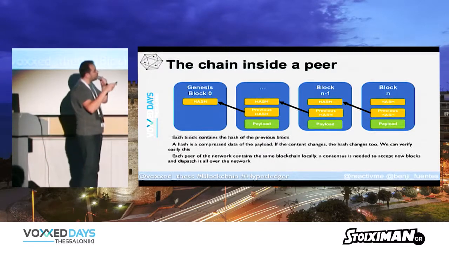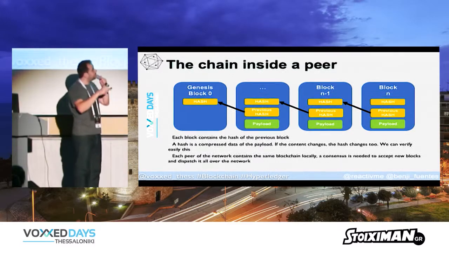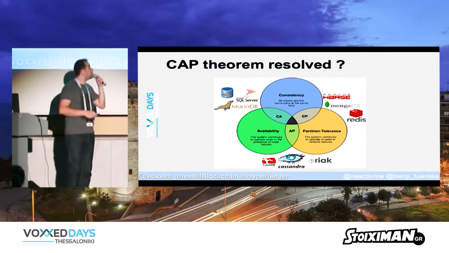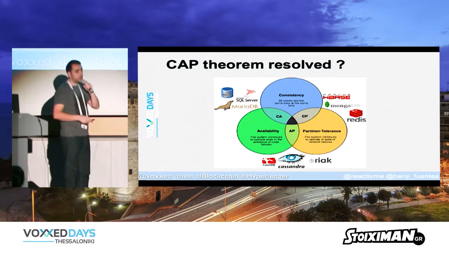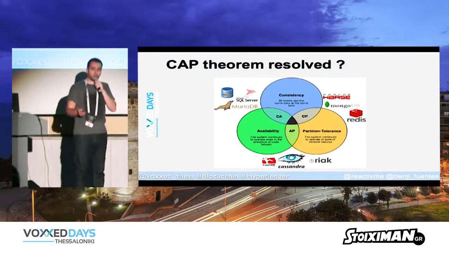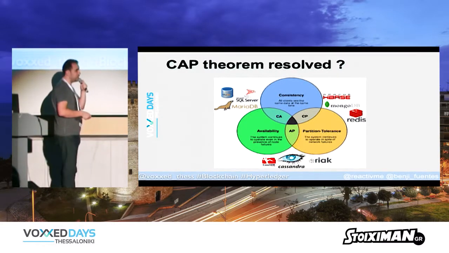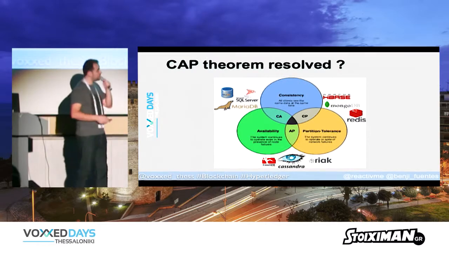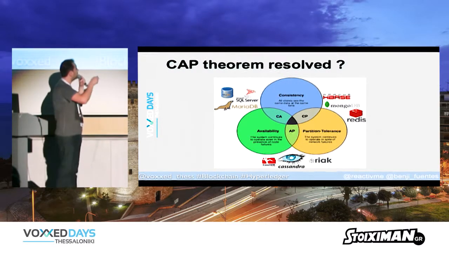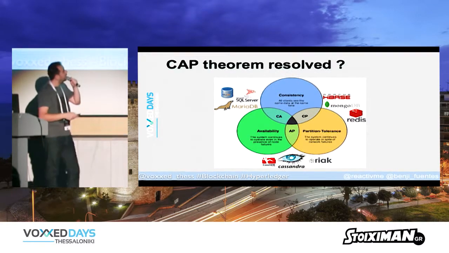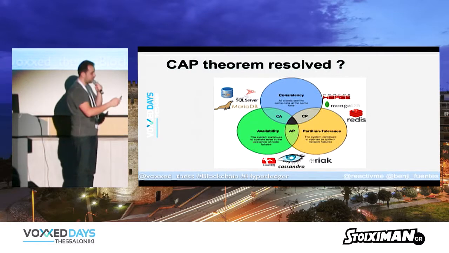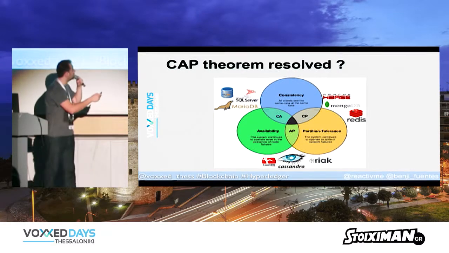For adding a new block, what you need is a consensus system. An interesting question here is whether the CAP theorem is resolved by the blockchain. It's still an open question, and I let you think about it at the end of this session. For those who don't know what the CAP theorem is, here you have a summary. So keep this question in mind.